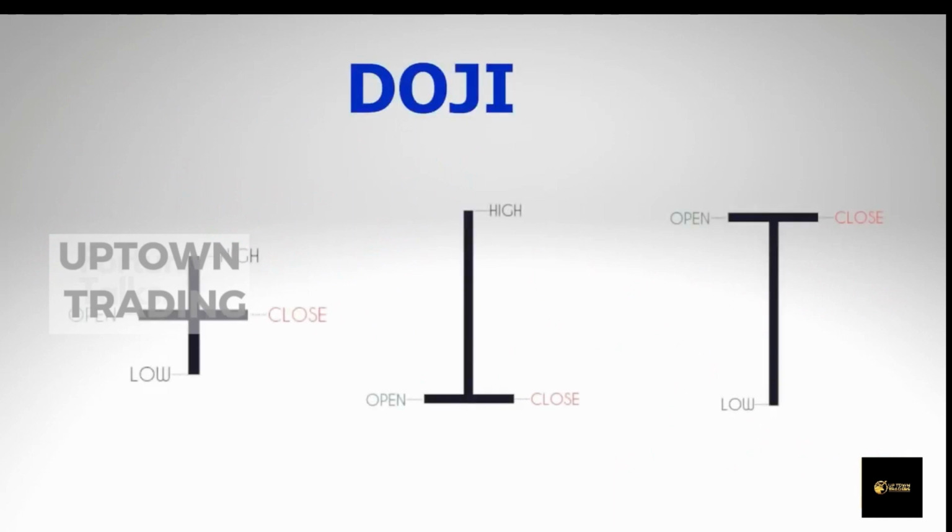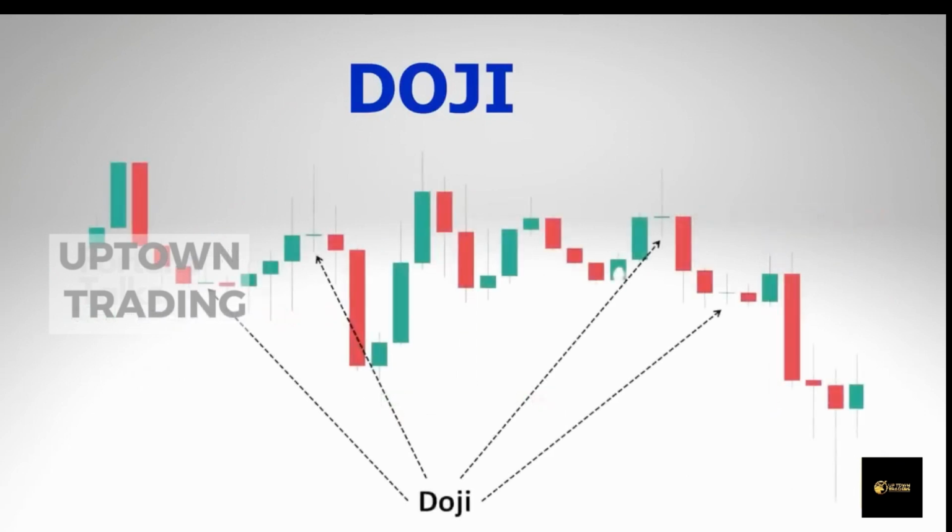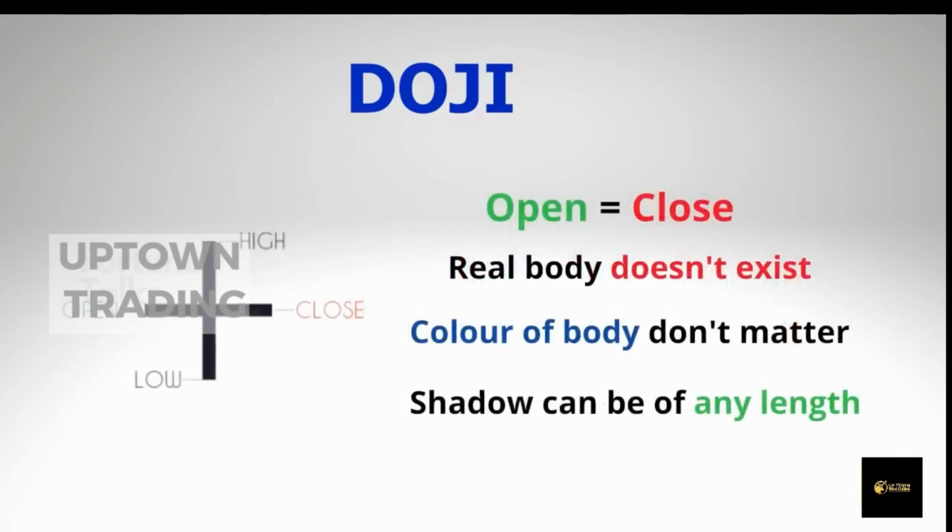Now lastly, let's talk about the dojis. Dojis are similar to spinning tops except that they do not have a real body. This means the open and closing prices are equal. So doji is an important candlestick pattern as it provides very crucial information regarding the market sentiment. By a textbook definition, doji suggests that the open price should be equal to the close price, which indicates that the real body does not exist. The upper and the lower wicks can be of any length, and the color of the candle does not really matter because the prices are very close to each other.